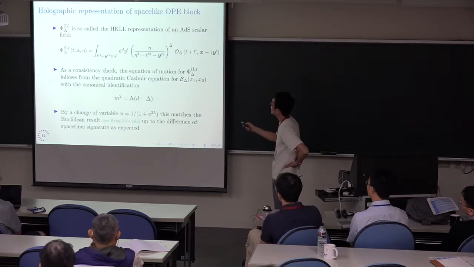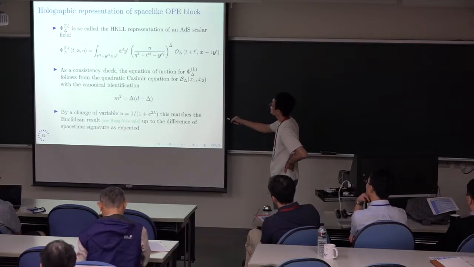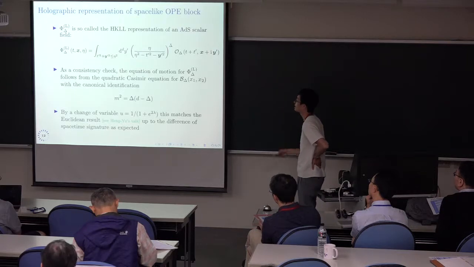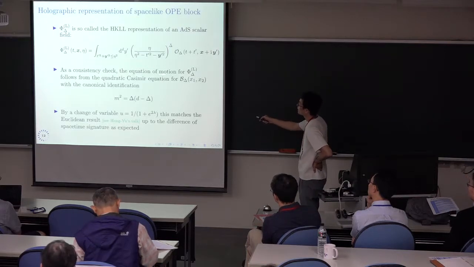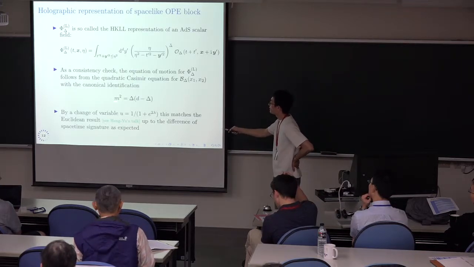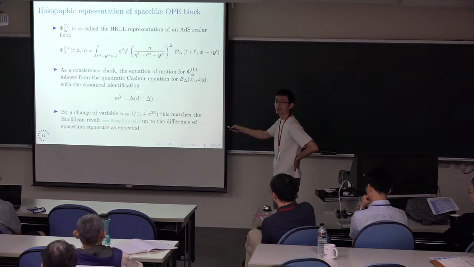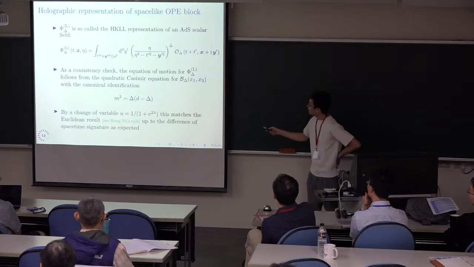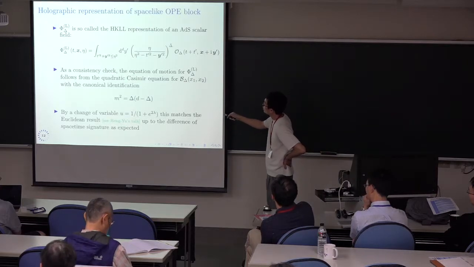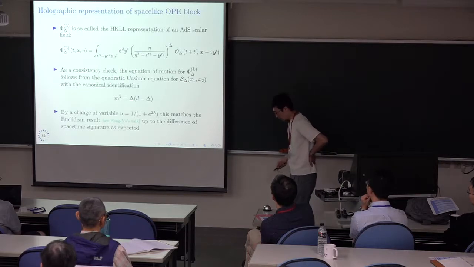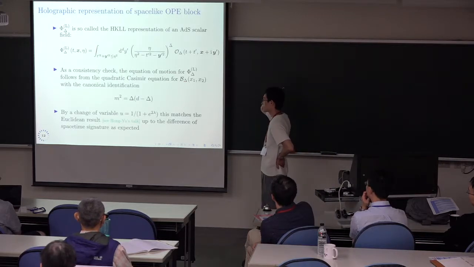And as a consistency check, this field is supposed to be a solution of the equation of motion in the bulk space. But the equation of motion actually follows from the Gaudin-Casimir equation for the OPE block. If you identify mass squared with this value, which is the canonical identification in AdS/CFT, the Casimir equation turns out to be equal to the equation of motion, and this structure actually applies to higher spin cases as well.